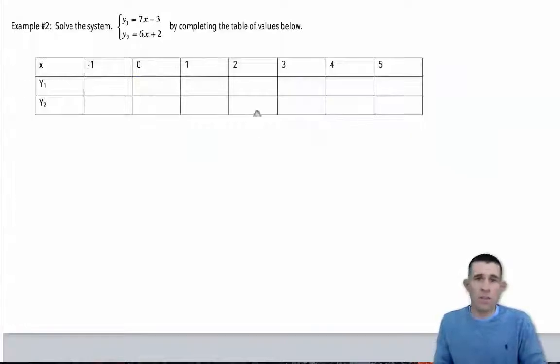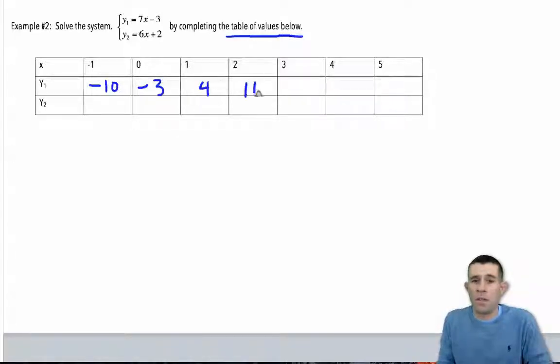All right, in our next example, we again have a system of equations, but this time we're going to look for the solution by looking at the table. Now, a couple of different things we can do. We can go ahead and graph this in our graphing calculator and go to our table, or we can figure these out here by hand. When I substitute negative 1 in for y sub 1, I'll have negative 7 minus 3, and that's negative 10. Now recall my slope is positive 7, so I'm just going to keep going up each term here by positive 7. So this next one will be 3, and then 4, and then 11, 18, 25, and finally 32.